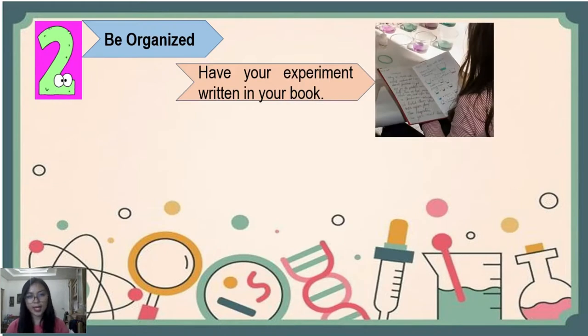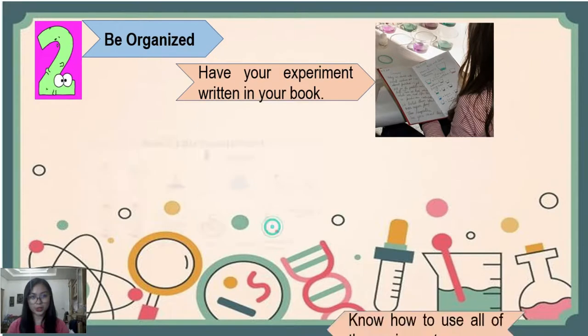Next is be organized. In what way? Have your experiment written in your book. In terms of doing science experiments, it is good that the teacher will require the students to have their laboratory notebook. This is where they write the procedures of their experiment and at the same time record their observations so that they could collect all the experiments that they did, and it will serve as their journal or portfolio.